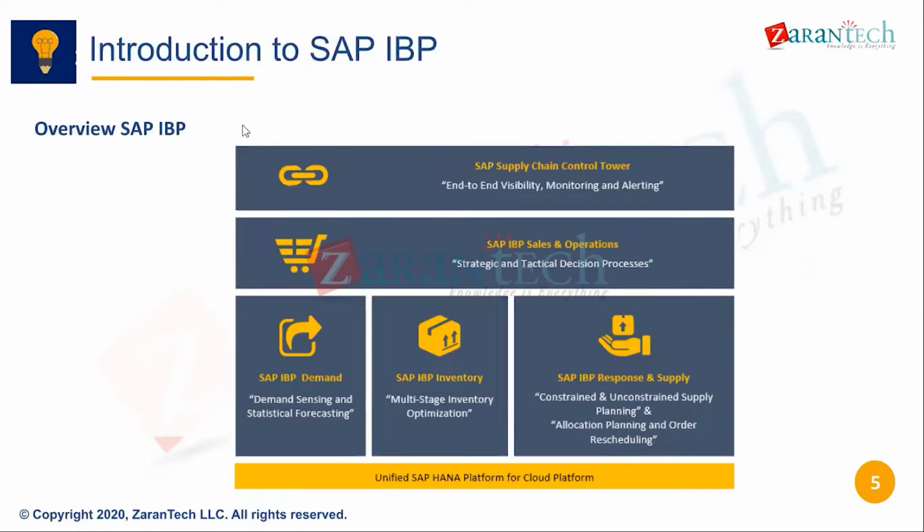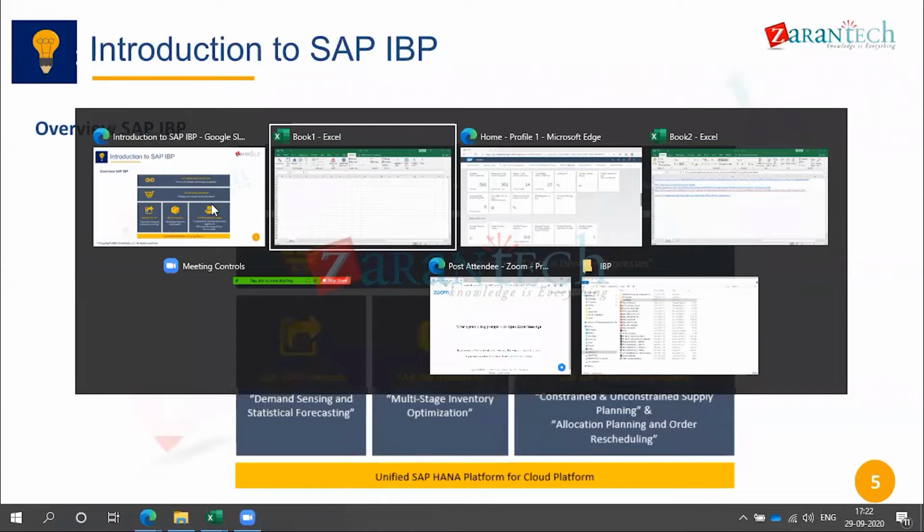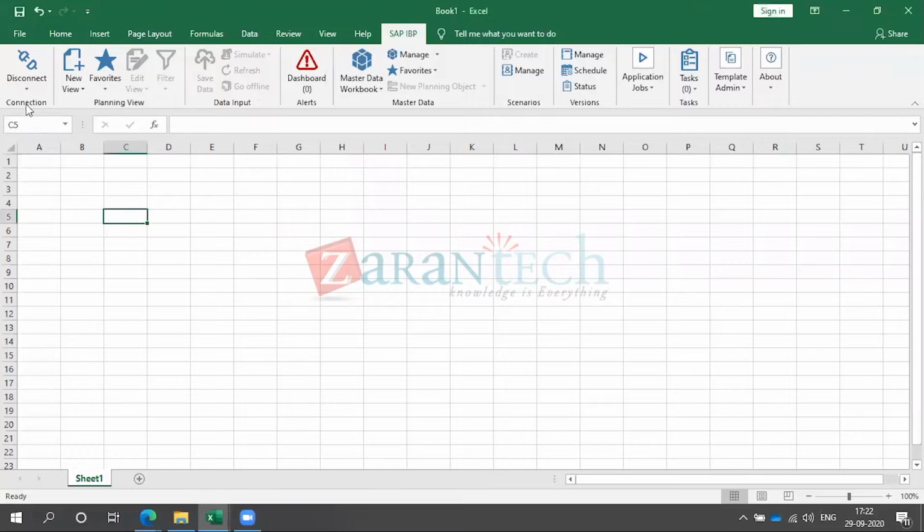But over here, the advantage of using SAP IBP is we are going to actually have S4 HANA as our database and the Excel book that we are going to use that is similar to our Excel. We can maintain our master data. We can actually play with our application jobs. We can create our favorites. We can create our new views just using the Excel sheet. And this is pretty user friendly.